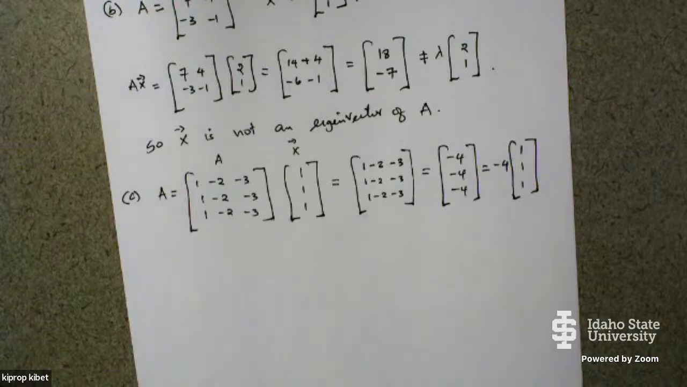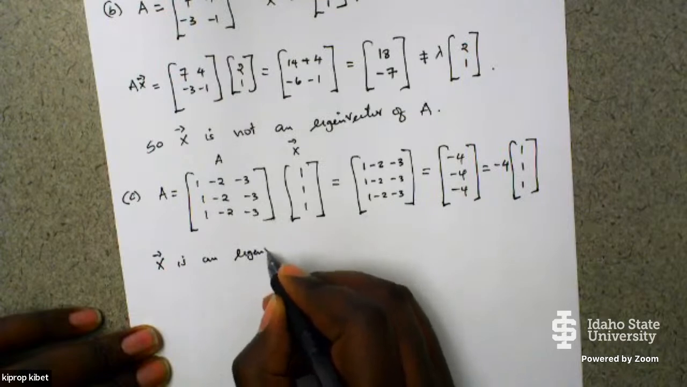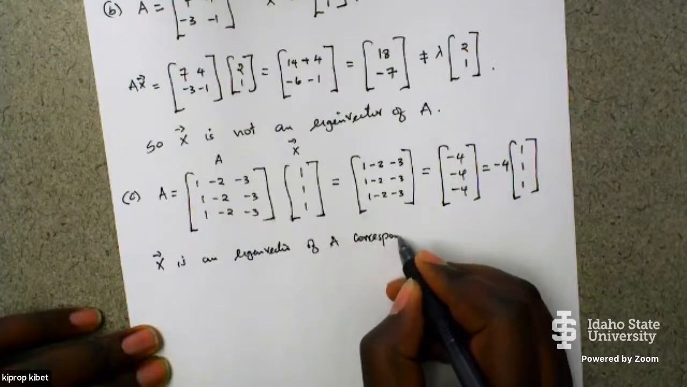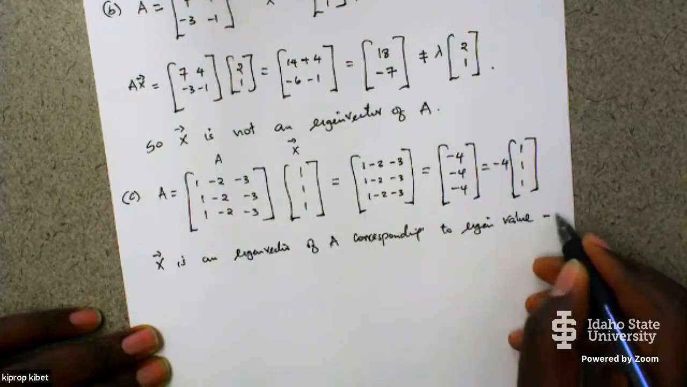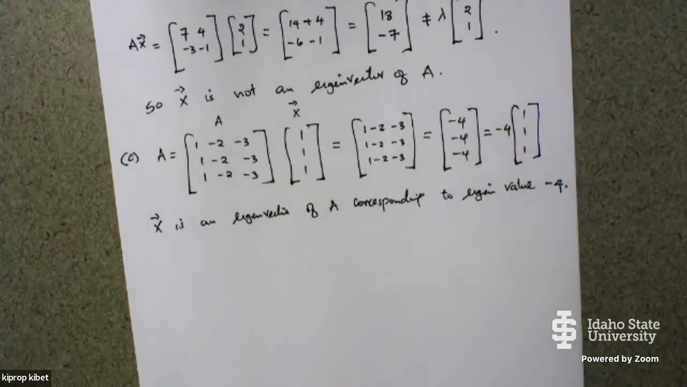So therefore, this vector x is an eigenvector of A corresponding to eigenvalue minus 4. Any question up to that? Okay.